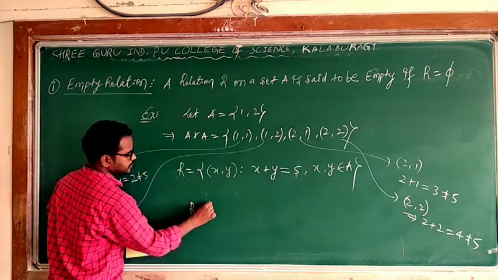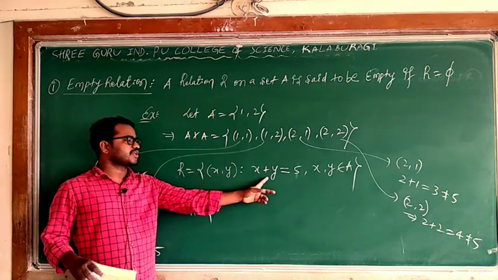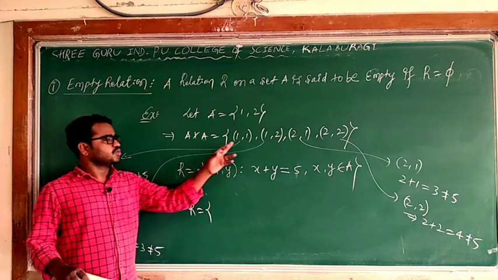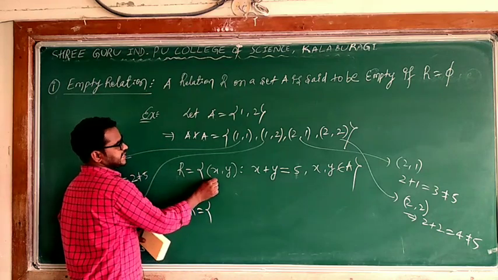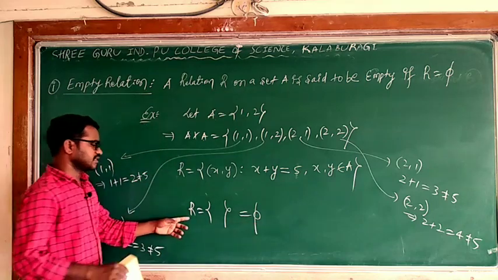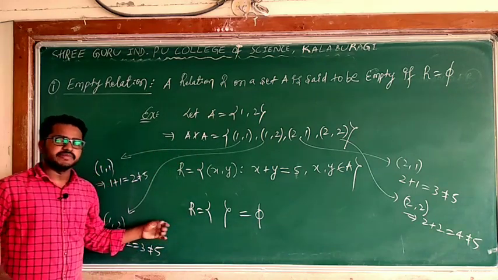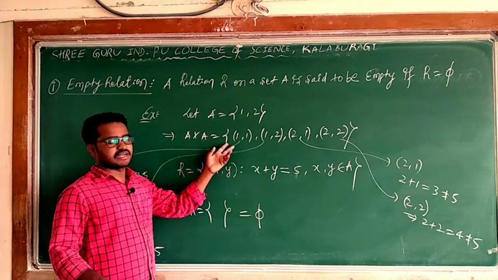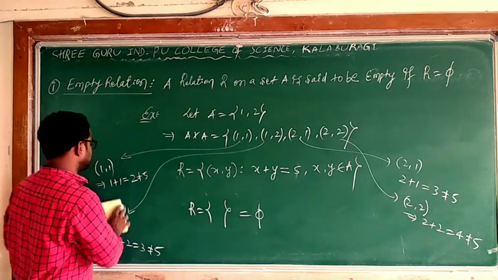So R is equal to no possible ordered pair. (1,1) gives 2, (1,2) gives 3, (2,1) gives 3, and (2,2) gives 4, none equal to 5. Can I say in this case R is equal to empty, R equals the empty set symbol? This is nothing but an empty relation, because we can't form any pair from the given Cartesian product such that x plus y is equal to 5. This is about the empty relation.